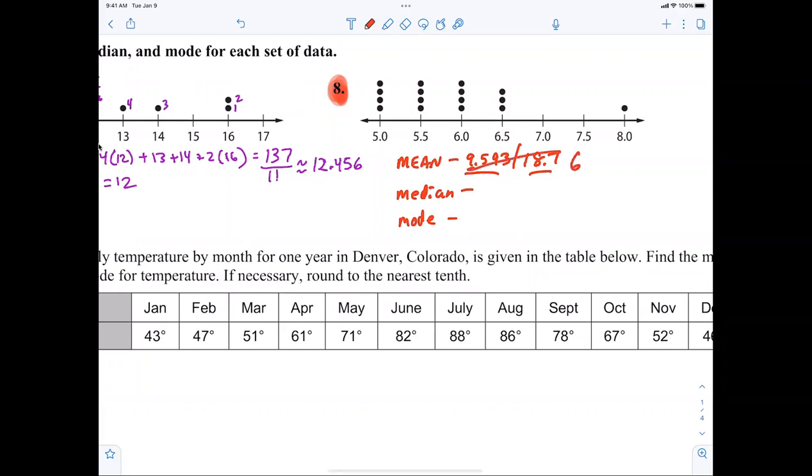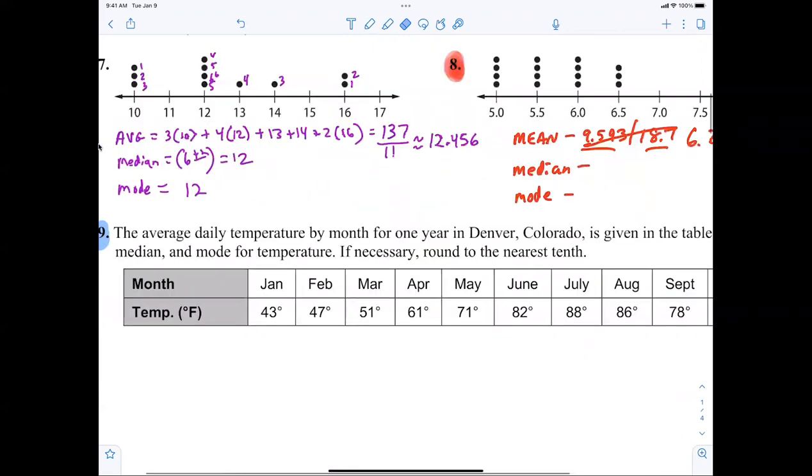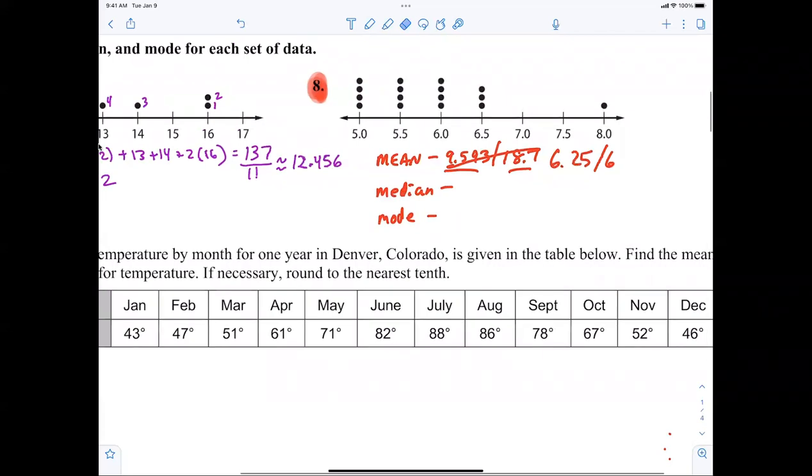Anybody else get 6.25? No, what'd you get? 64.33. You're not even listening to what I just said. I said the... 6.4. Thank you. Anybody else get 6.4? Sorry, I'm having trouble with my... 6.4. Anybody else?